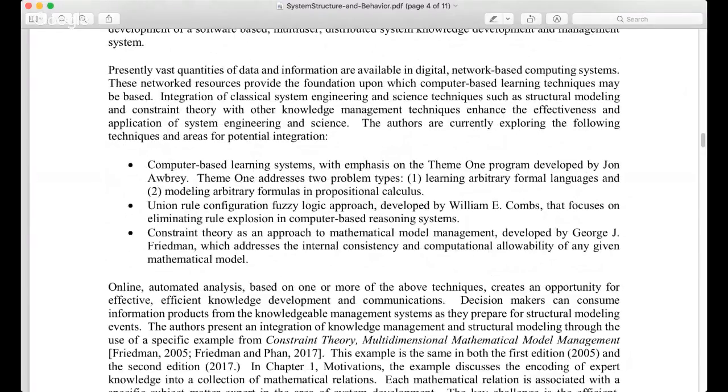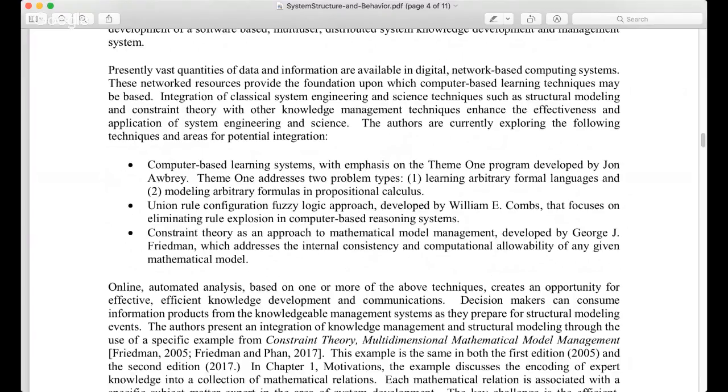And one of them is the computer-based learning systems with emphasis on the Theme 1 program developed by John Aubrey. This is a very interesting approach, and it's basically a software system that's used for learning arbitrary formal languages and modeling arbitrary formulas and propositional calculus.